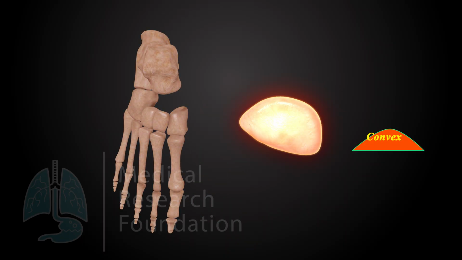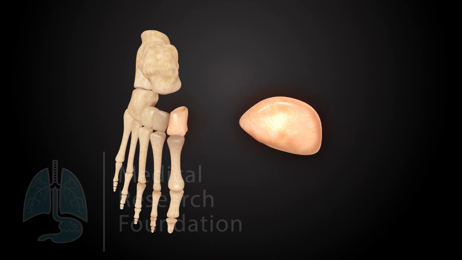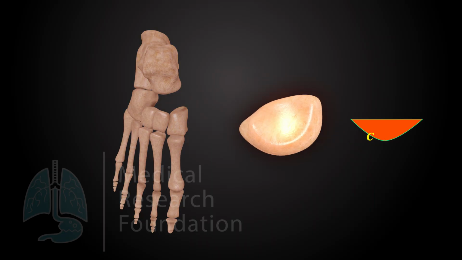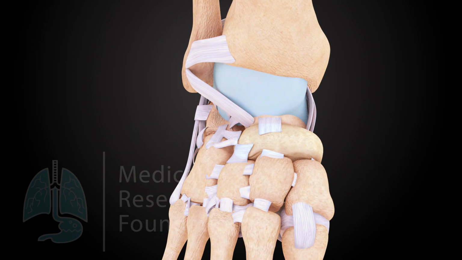Anterior surface is convex and possesses 3 articular facets for 3 cuneiforms. The medial facet is the largest. Posterior surface is deeply concave and articulates with the head of talus. Dorsal surface is convex and rough and provides attachment to the dorsal talonavicular ligament.